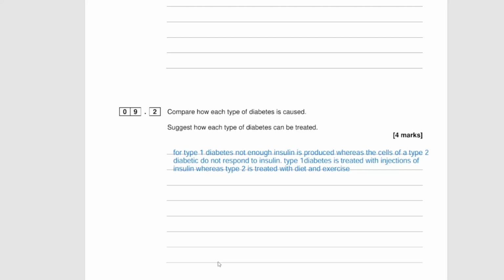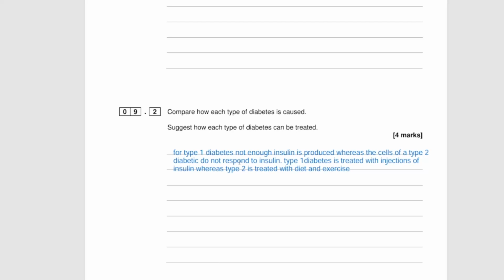Compare how each type of diabetes is caused and suggest how each type of diabetes can be treated. For type 1 diabetes, not enough insulin is produced, whereas the cells of a type 2 diabetic do not respond to insulin. Type 1 diabetes is treated with injections of insulin, whereas type 2 is treated with diet and exercise.